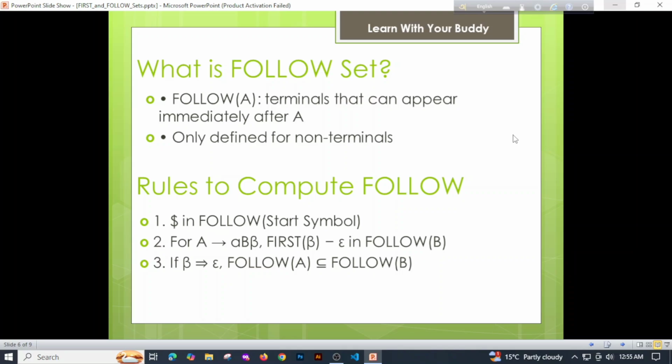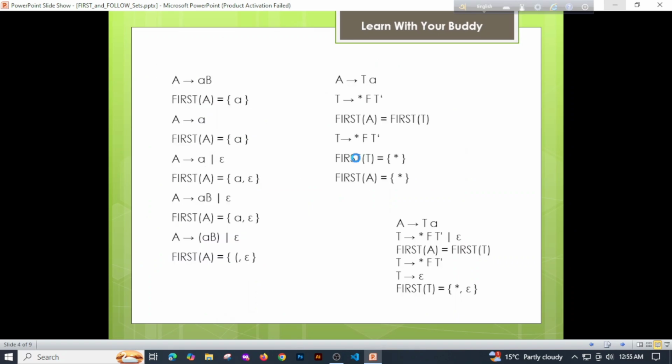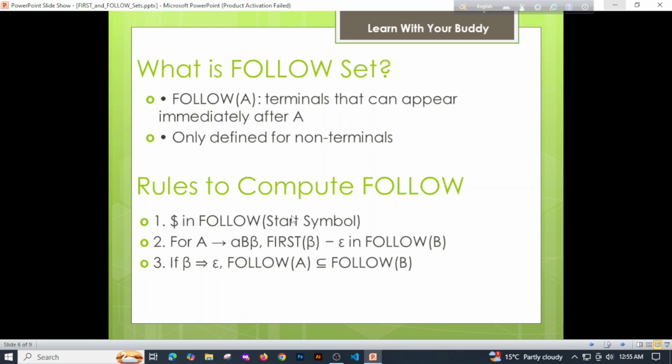Today we are going to learn about follow. In the last video we learned about first, and now we are going to learn about follow. Follow of A means the terminals that can appear immediately after A, and it is only defined for non-terminals. The rule for computing follow is that $ is the start symbol. All of this we will learn after some time with a table.